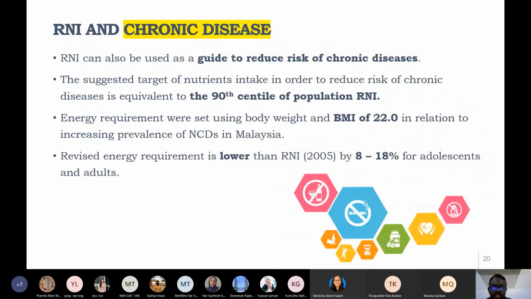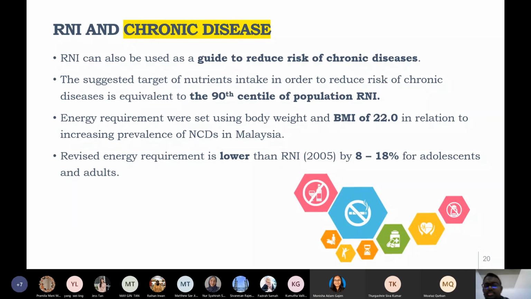RNI and chronic disease. As I have mentioned before, RNI can also be used as a guide to reduce risk of chronic diseases, and the suggested target of nutrient intake in order to reduce risk of chronic disease is equivalent to the 90th percentile of population RNI. So if a group of population achieve 90% of the RNI, it can reduce risk of chronic diseases.